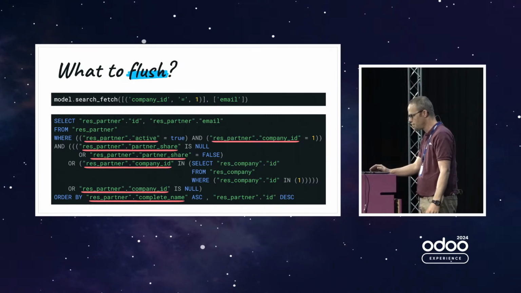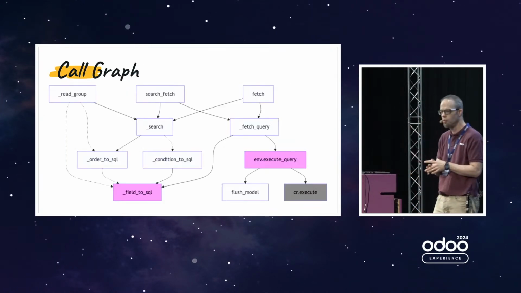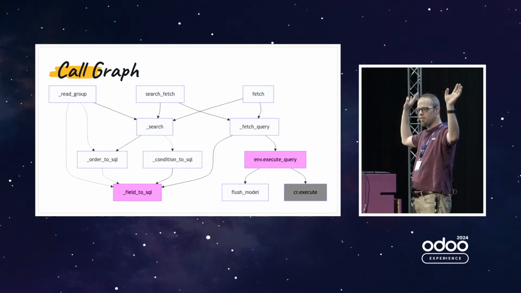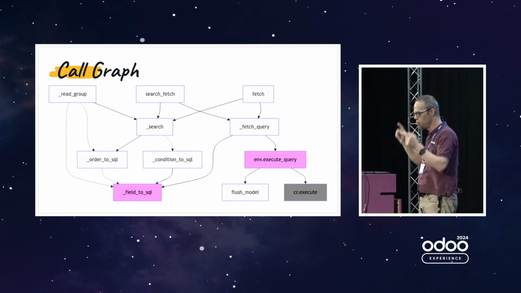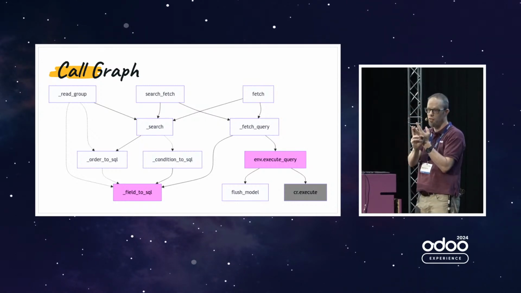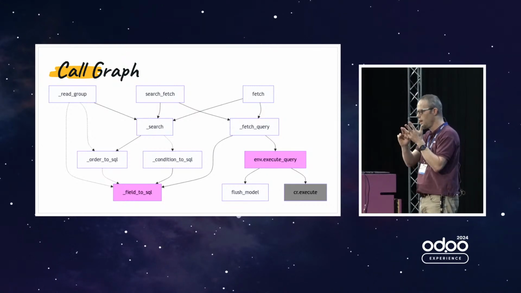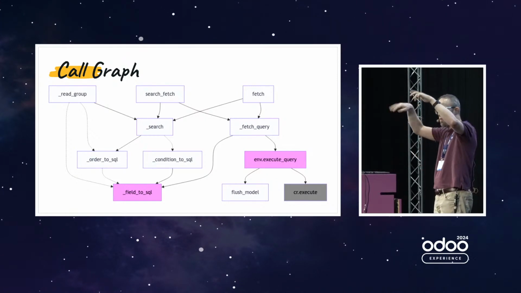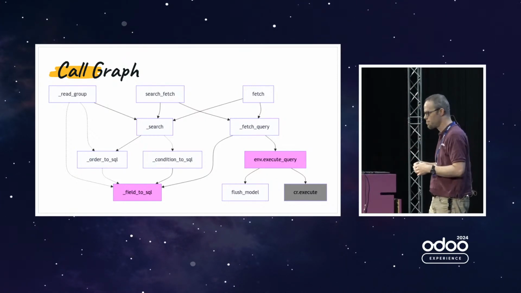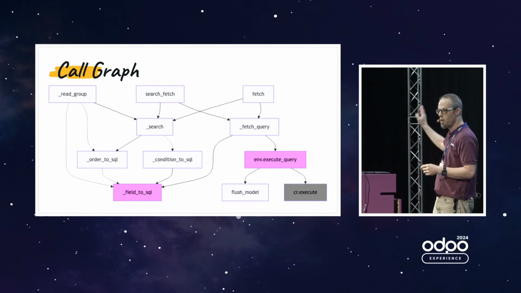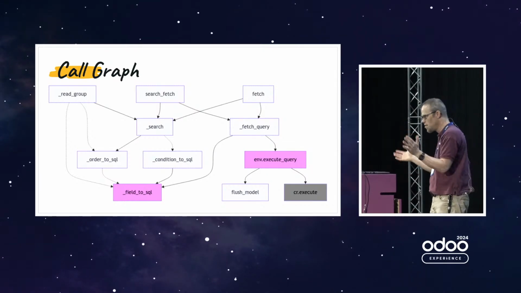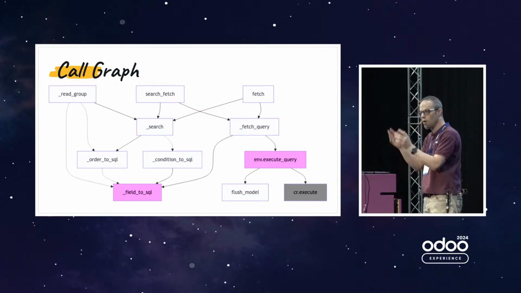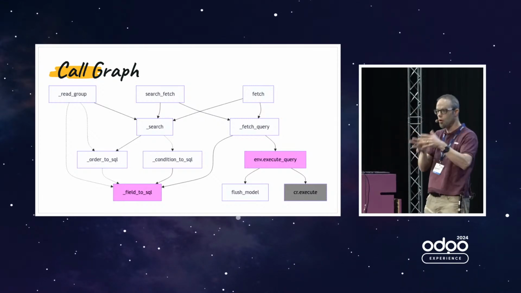But anyway, it wasn't correct. So in order to figure out how to do that, this is the call graph, a simplified call graph of the main methods that could generate such SQL queries. So I took search, fetch, which are actually very similar, and also read group, which has been refactored to use the same components behind the scenes. And essentially, you've got the method underscore search, which basically compiles the domain into the where clause, and also compiles the order into an order by clause.